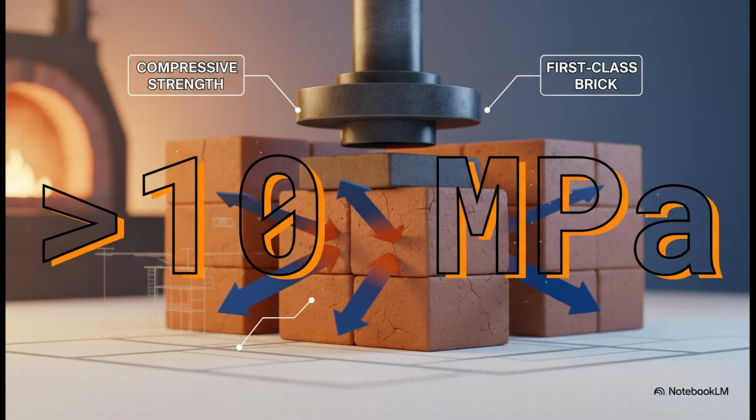And here is the number you need to remember. For a brick to be considered first class, its compressive strength must be greater than 10 megapascals. That's the baseline. This is a non-negotiable threshold for structural work.